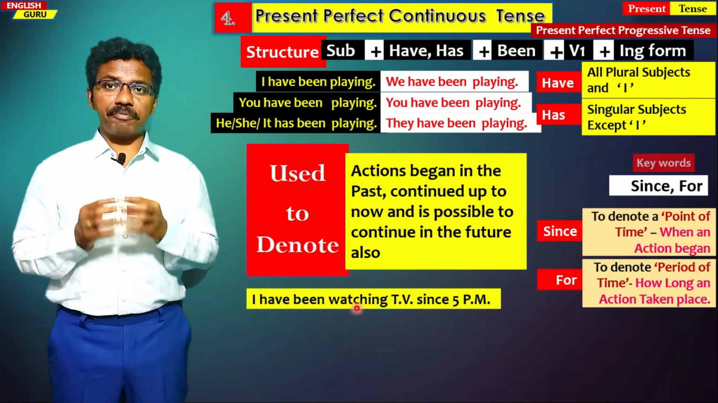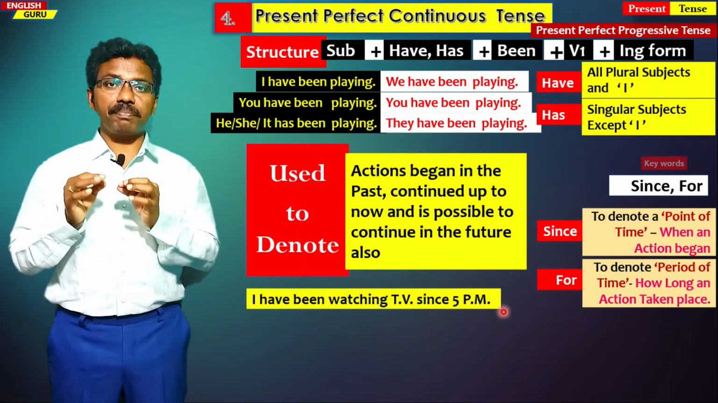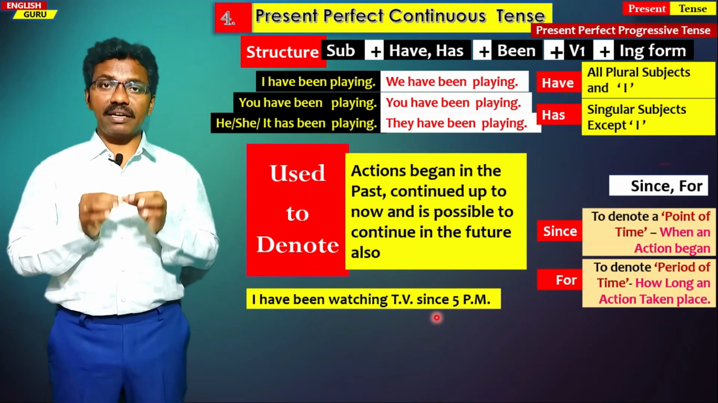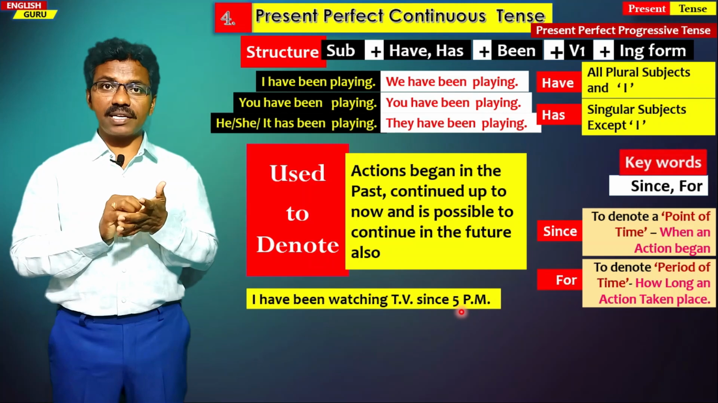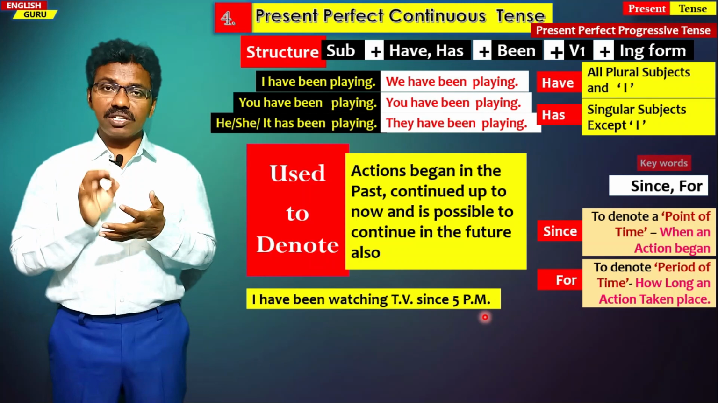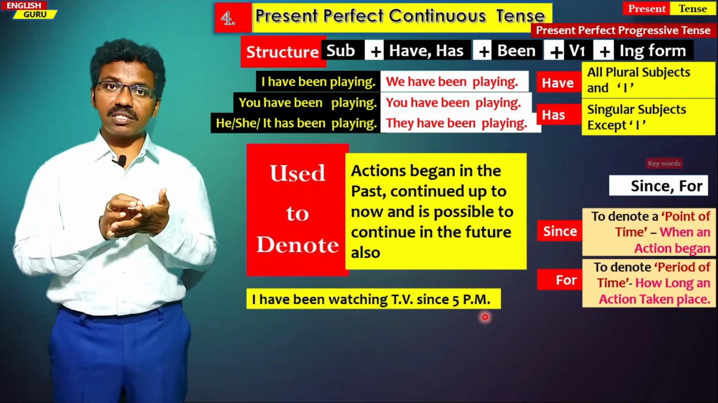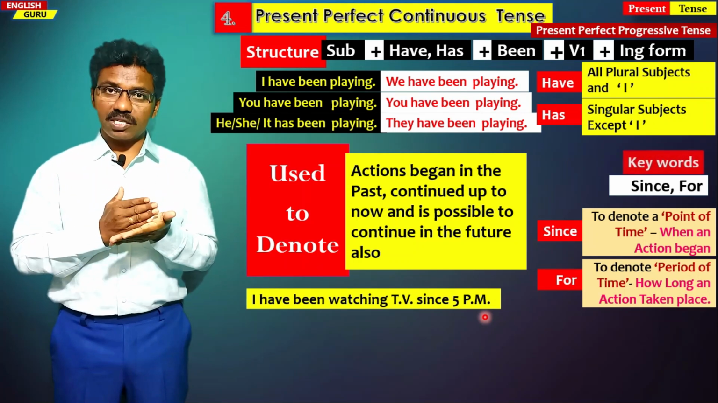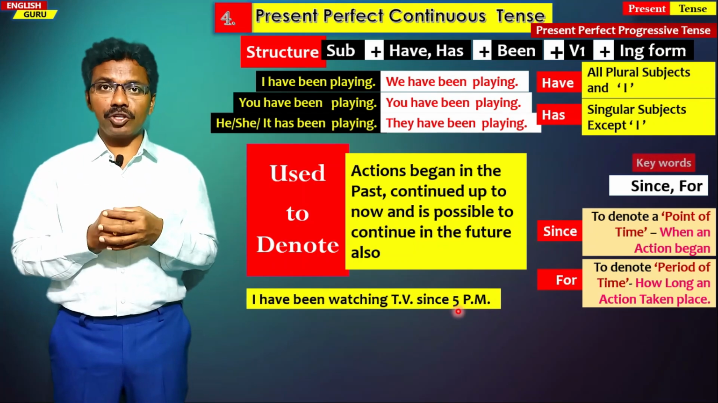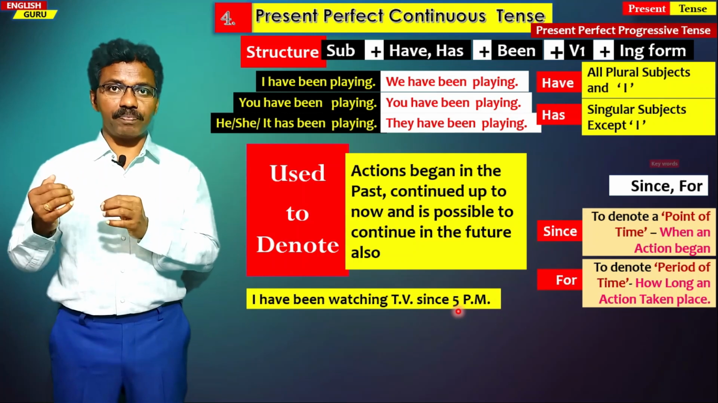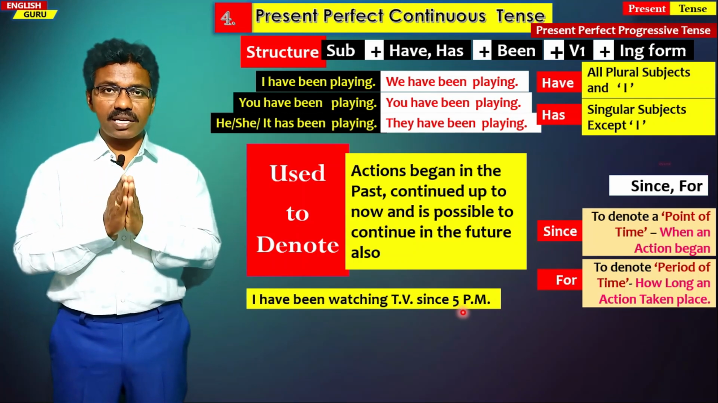The first one is, I have been watching TV since 5 p.m. So this fellow started watching TV at 5 p.m. So the action started at 5 p.m. and he may be talking at 10 p.m. but the action started at 5 p.m. So that's the reason since. So since 5 p.m. he has been watching. The activity started at 5 p.m. It is continuing. He may further continue to watch also. That's the reason I have been watching TV since 5 p.m. So why since? The action started at 5 p.m.